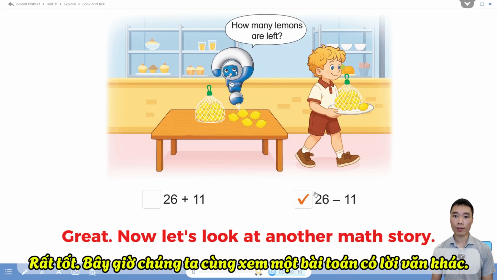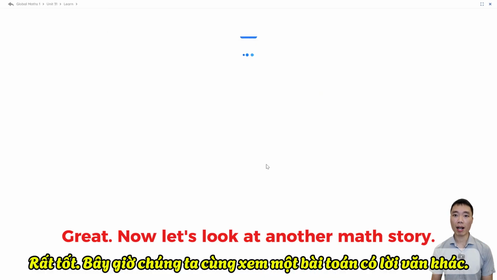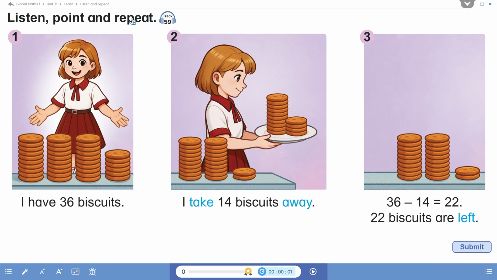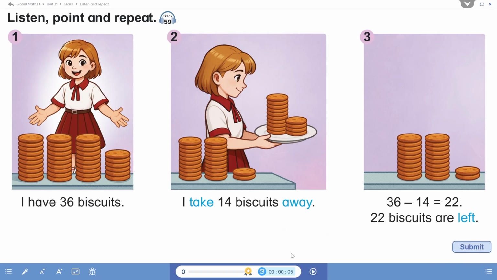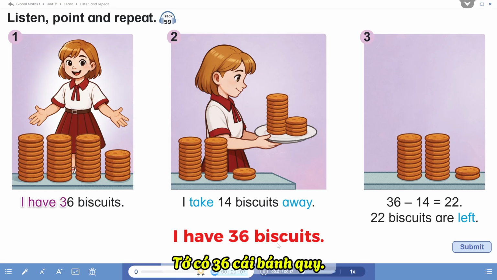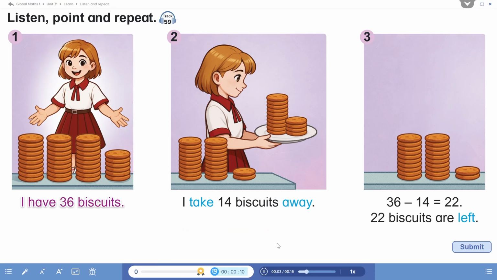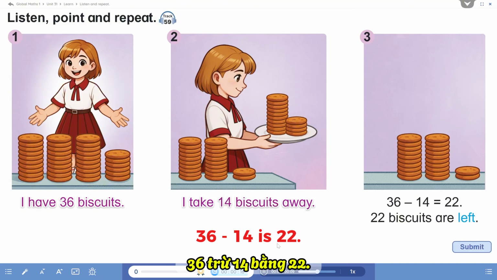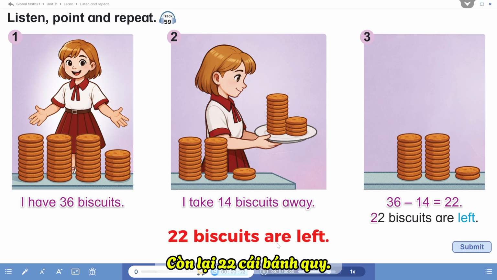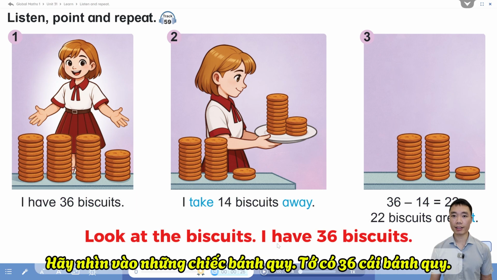Great! Now let's look at another math story. Listen, point, and repeat. I have 36 biscuits. I take 14 biscuits away. 36 minus 14 is 22. 22 biscuits are left. Look at the biscuits.